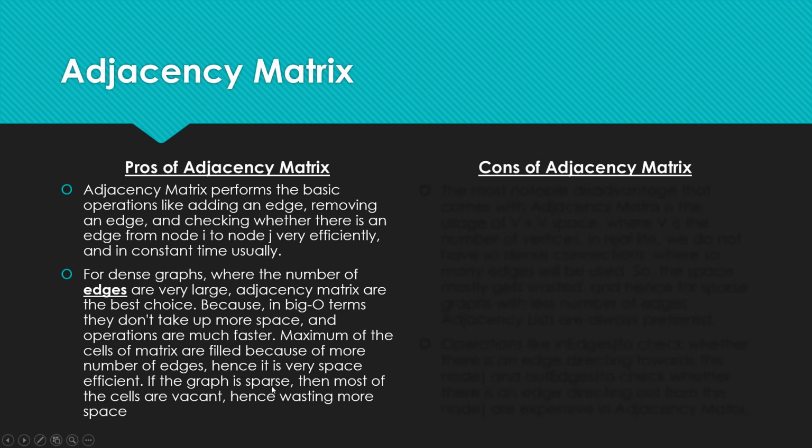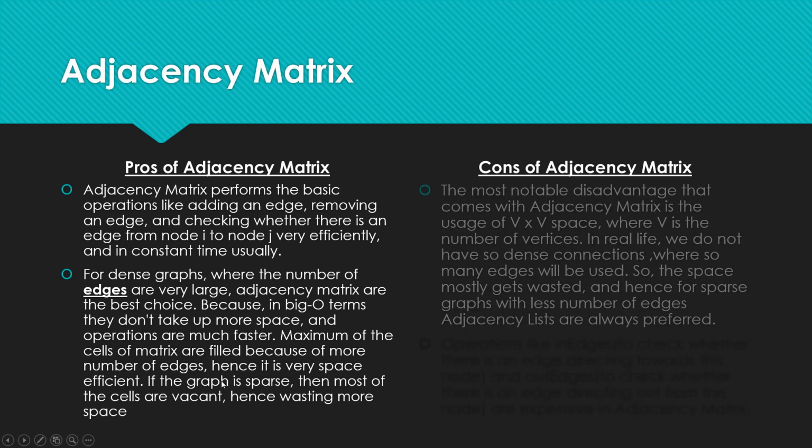But if the graph is sparse, in that case most cells are vacant. That means we're not using the information that there is an edge between the nodes, so it's kind of pointless to have it. So this is kind of a waste of space. I can't really say it's a con. It's kind of a pro, because for the dense graph it's a pro, but for the sparse graph that's not really the best option to use.